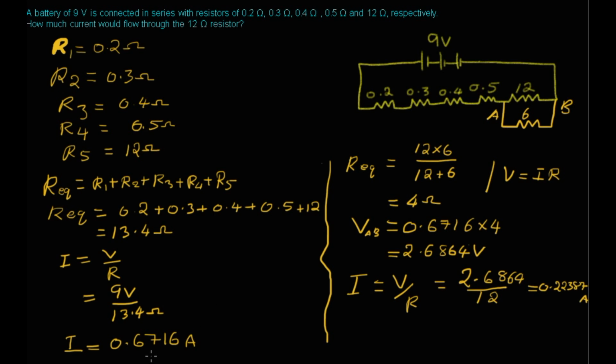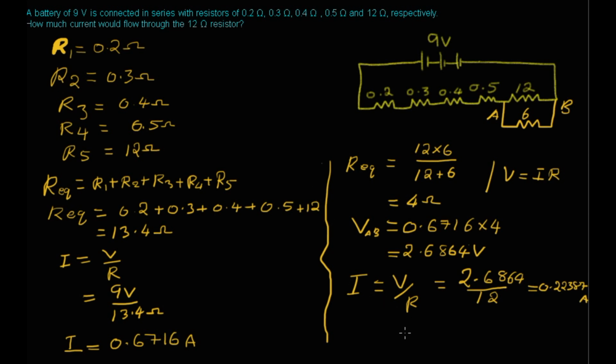Before it was the same 0.6716, but now after connecting the 6 ohm resistor in parallel, some of the current is bypassed through this one and the remaining is flowing through this one. But if you add the current in these two, the total will be the same current here, 0.6716. That we can check once again.